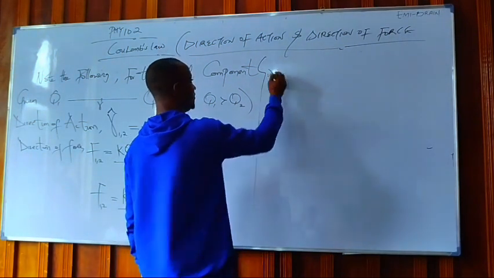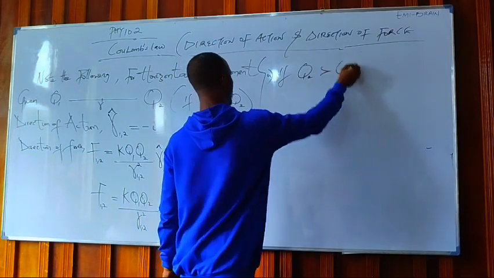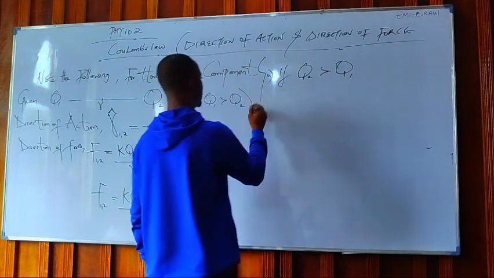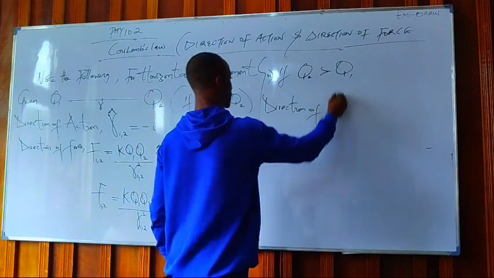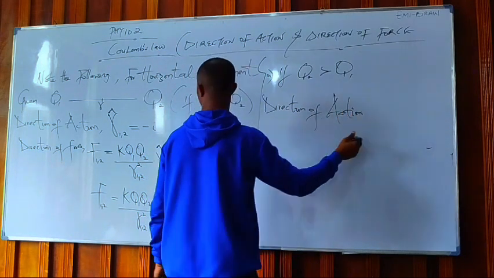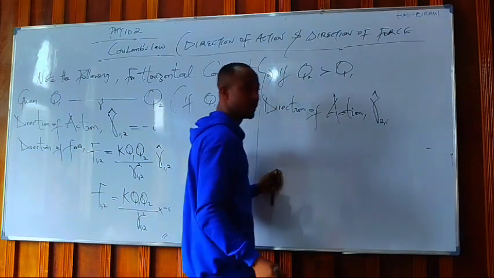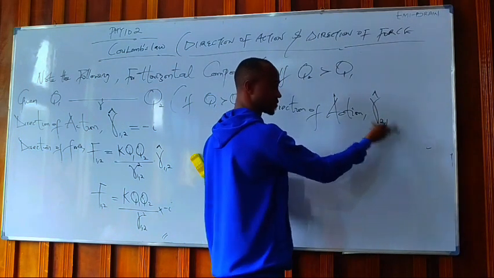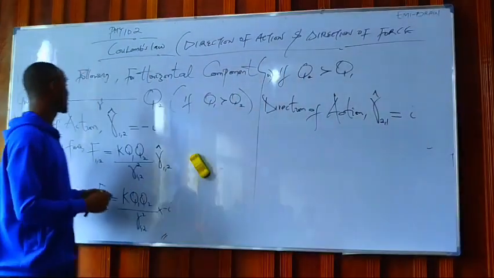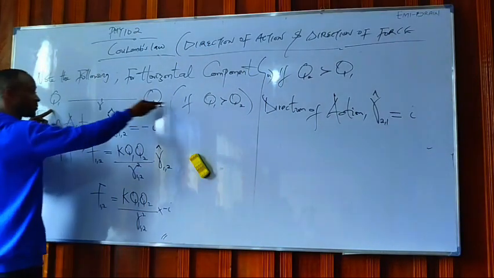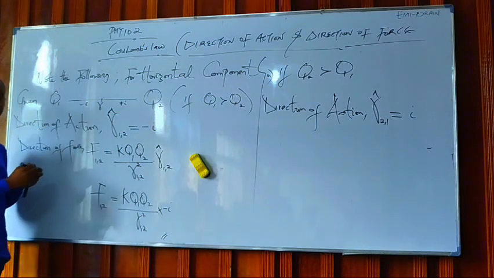Under option 2, if Q2 is greater than Q1, what do you think will be the direction of action? It says R2, 1. Meaning from 1 to 2, and the answer is I. From 1 to 2, that means I'm moving from this region towards positive I. This is my negative I, this is positive I. Is it making sense now?